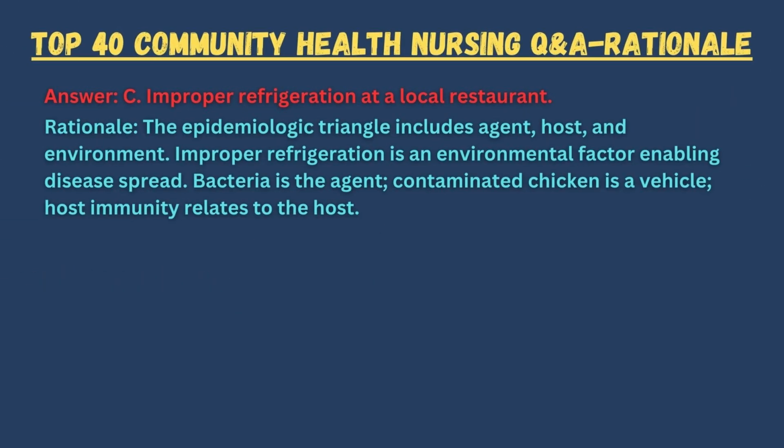Answer. C. Improper refrigeration at a local restaurant. Rationale. The epidemiologic triangle includes agent, host, and environment. Improper refrigeration is an environmental factor enabling disease spread. Bacteria is the agent. Contaminated chicken is a vehicle. Host immunity relates to the host.